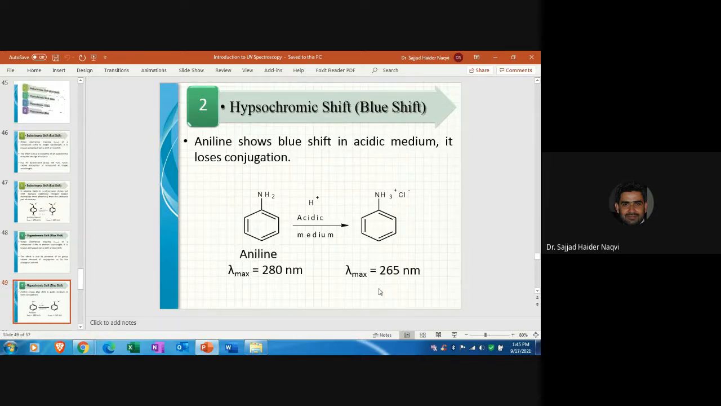One example is aniline. Now, you studied that aniline is basically a benzene with the amine group there, and the absorption maximum was 280 nanometer. When we change the medium, the solvent actually, to an acidic medium, as a result of this, it is changed to NH3+ Cl-. And you can see that the absorption maximum is decreased from 280 to 265 nanometers. So that's the decline towards the shorter wavelength, and that's called the hypsochromic or the blue shift.